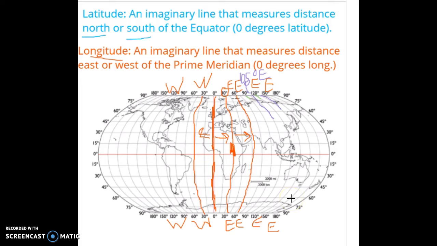For longitude, we'll only have 3 labels after longitude lines. Something will either be at 30 degrees east or some degrees east. It might be like 30 degrees west or another degree west. And then we have longitude. So after longitude lines, we should only see 3 things: east, west, or longitude.